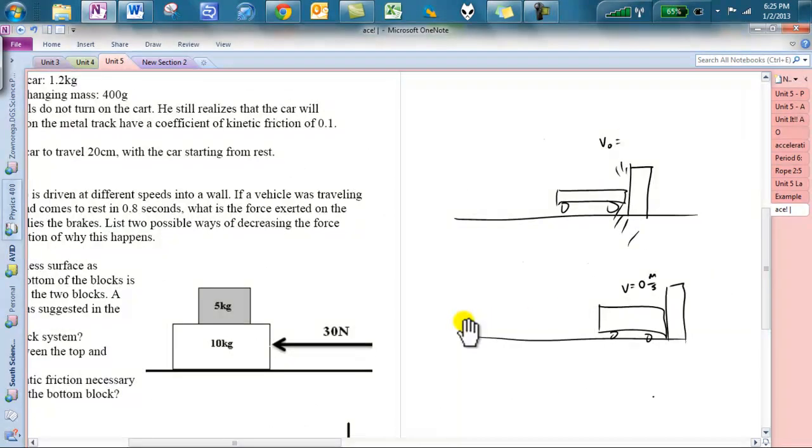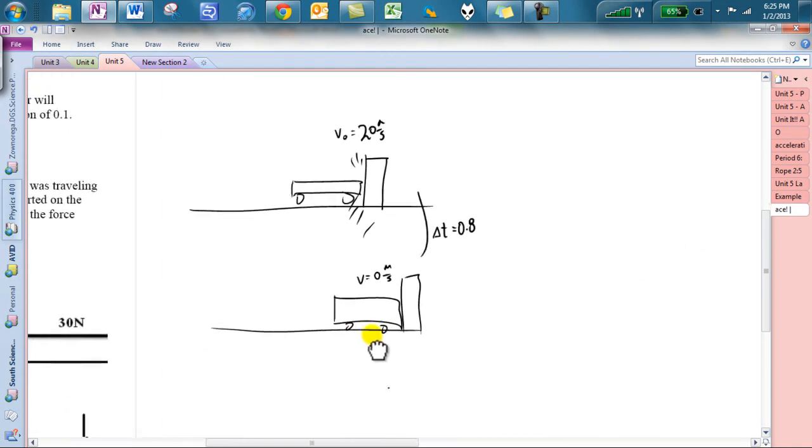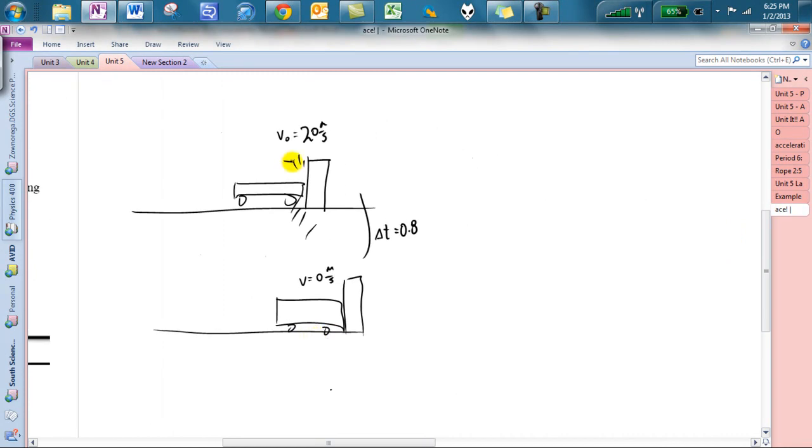So my initial velocity in this case, I believe, was 30, if I'm not mistaken. 20. So that's 20 meters per second. That's 0, and we know that the time frame, the delta t in between these two, is 0.8 seconds.